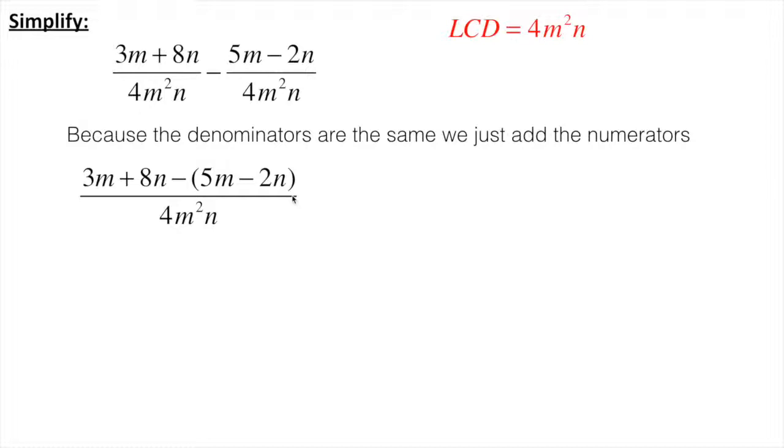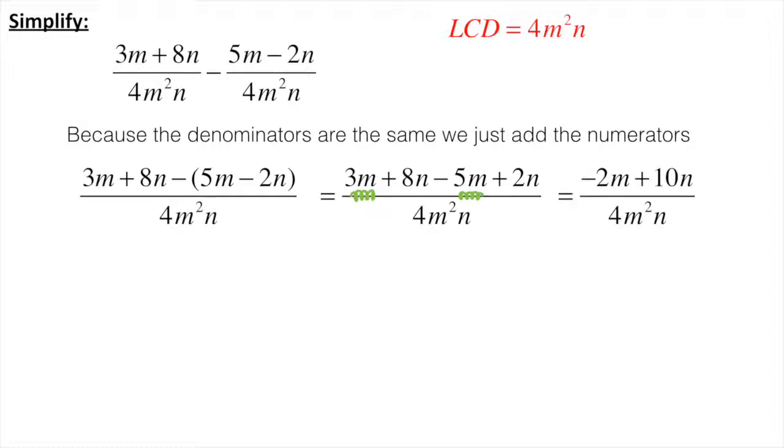All right, so now let's distribute that negative sign out in front. That makes this negative 5m plus 2n because we have a negative minus 2n. So that gives me a positive 2n. Now I look here and I say, okay, I've got some m's here that I can combine. Those two will definitely go together, and my n's go together as well. So now I'm left with negative 2m plus 10n all over 4m squared n.